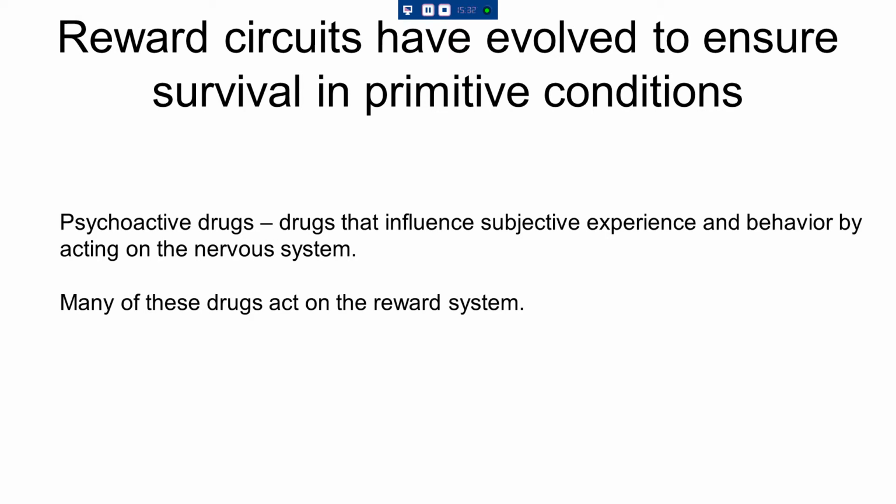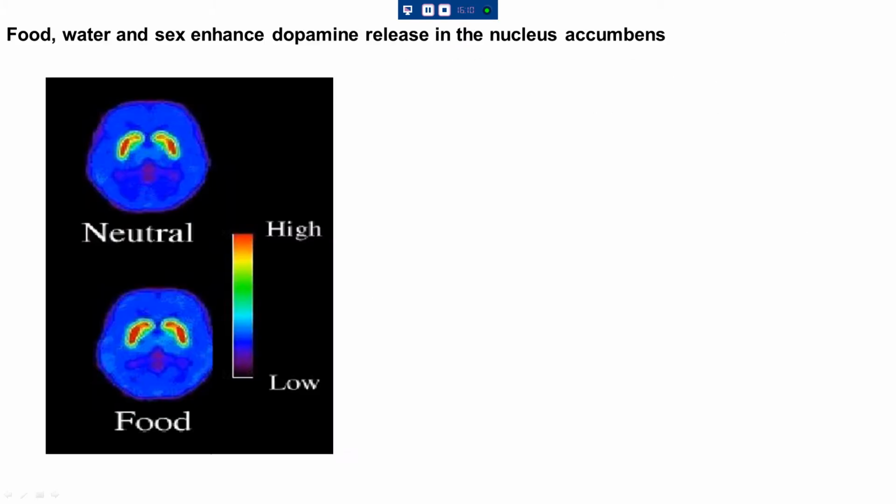So reward circuits have evolved in order to ensure our survival, and psychoactive drugs also act on this reward system as well. So people refer to them as hijacking the reward system. We take a drug, it releases dopamine, which feels rewarding to us. And as we talked about last week, there's a number of theories around why this may be. So for example, it could have been that in the past consuming drugs was actually beneficial to us, but no one really knows. So that's how our reward circuits have evolved.